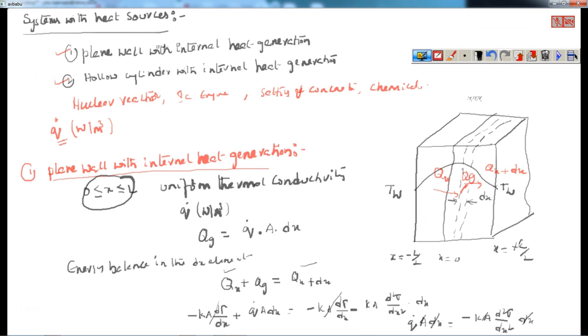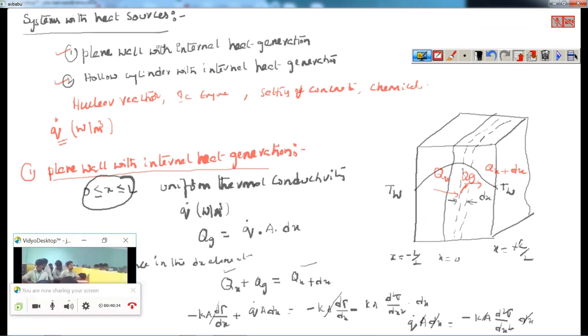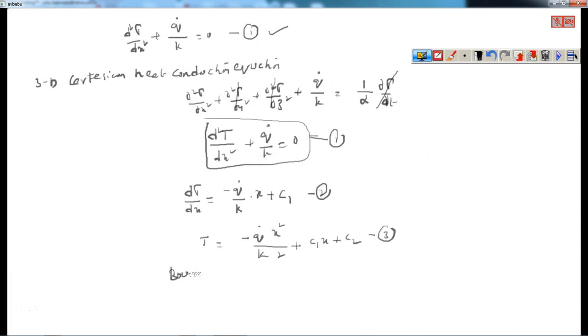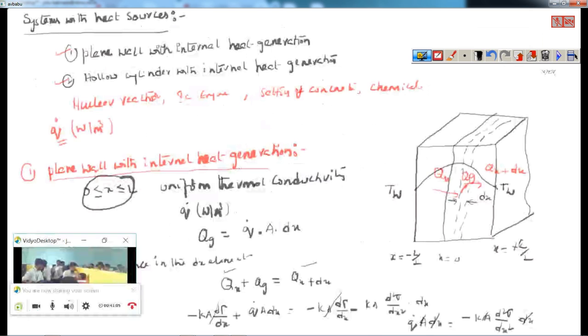Therefore, with this analysis, now I'll fix up my boundary conditions like this. At x is equal to 0, dT/dx is also 0. Okay, means you can check it here. At x is equal to 0, here dT/dx is also 0.